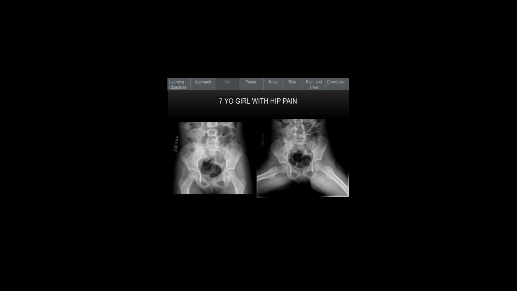Oftentimes we have an initial imaging workup. Besides our clinical exam, potentially some labs, physical examination, and history, it's very prudent and very reasonable to start with radiographs of the affected area. In this case, we can see that there are 2 views of the pelvis and hips. We have AP views and frog leg views.